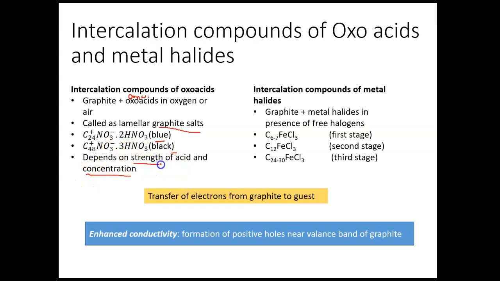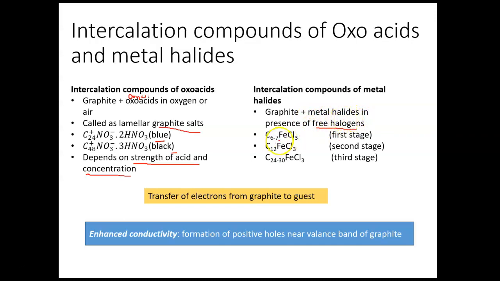How much intercalation occurs depends upon the strength of the acid that you are using as well as the concentration. So in most cases, for better intercalation, you should use concentrated oxoacids. Now coming to the intercalation compounds of metal halides, they are prepared by reacting graphite with metal halides in the presence of free halogens. The corresponding halogens should be present there.